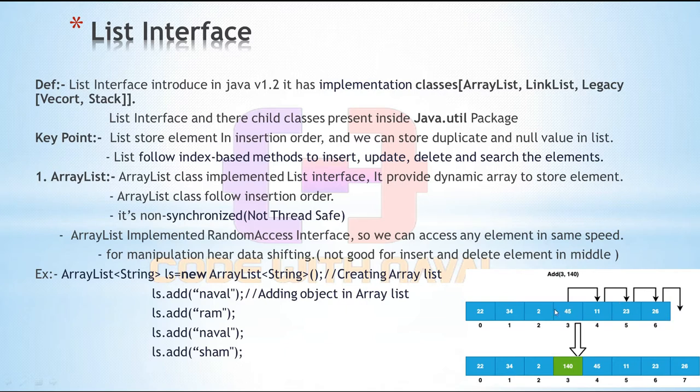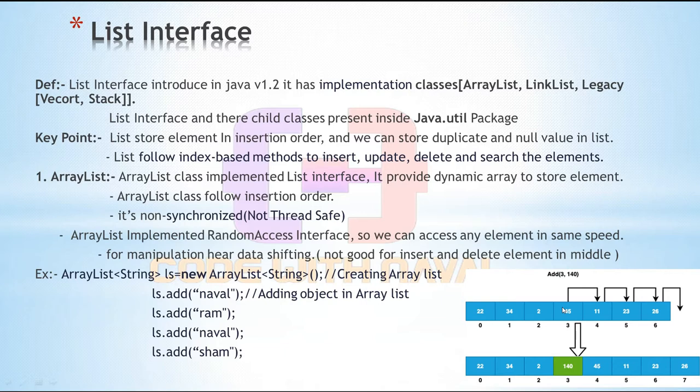That's why here only 4 shifts are required. Here 4 elements shift. But if you have 1 lakh records, and in that case you add a value at the first or second index, then many shift operations are required, and so many shifts means it affects performance and takes time.